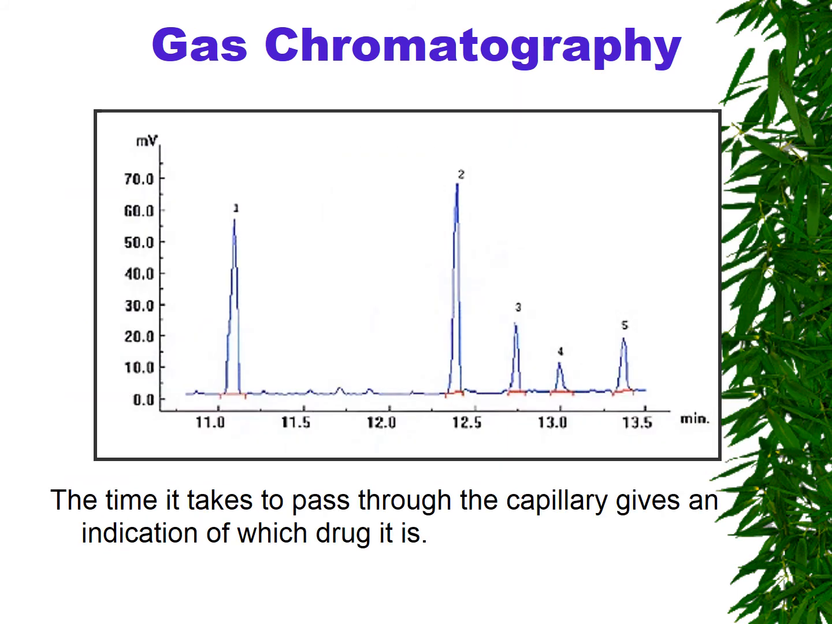Okay, this is the example. Saya rasa ni awak dah pernah nampak kan, dah pernah belajar. So kita boleh tahu satu ni apa benda, berapa banyak dia dalam kandungan drug yang kita analisis tu. So the time it takes to pass through the capillary gives an indication of which drug it is. So the time pass kat sini ni lah. So daripada sini ni kita akan tahu what type of drug.